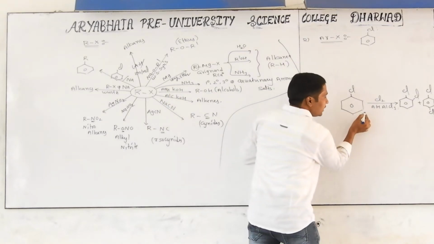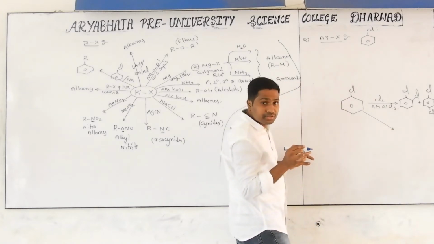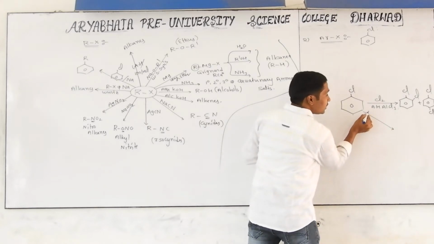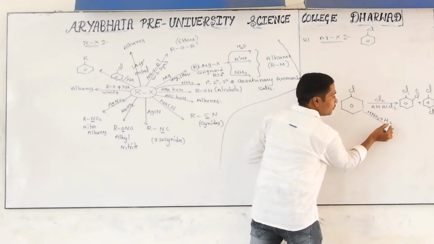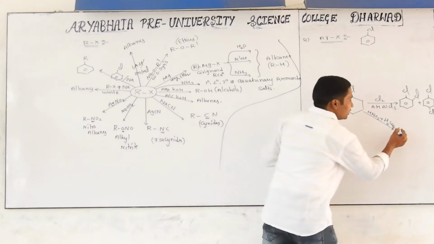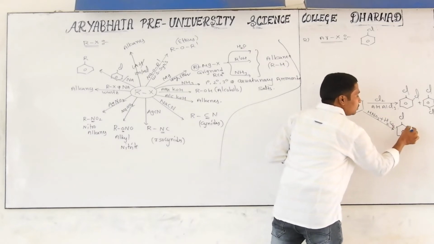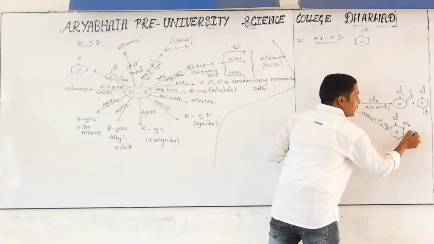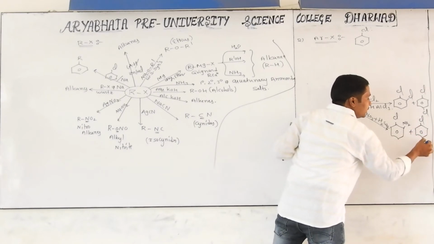The same chlorobenzene will react with the nitration mixture. Nitration mixture means a combination of HNO3 plus H2SO4. Nitration will be going on. That too, we are getting two different products: orthochloronitrobenzene and another one is the para product, para-chloronitrobenzene.